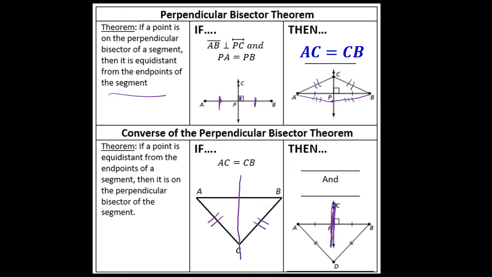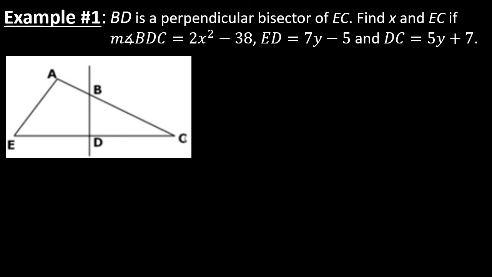So basically that would mean that AB is perpendicular to PC, and that PA is equal to PB. So basically, if you have an isosceles triangle and you drop the altitude through the vertex, you're going to form right angles. And when you do that, it's going to make these two segments congruent. Perpendicular bisector. Let's apply it.